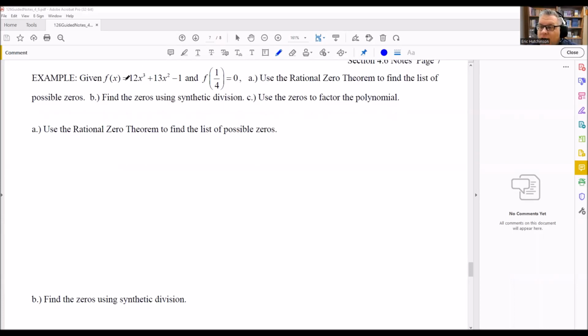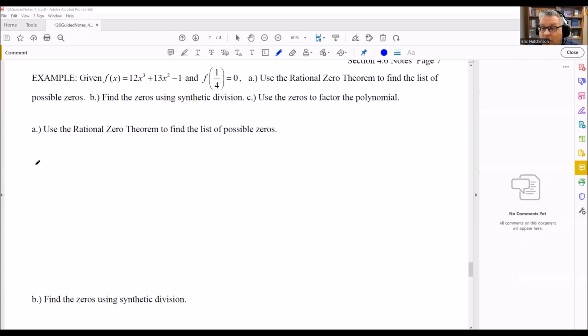For this problem, we are given 12x cubed plus 13x squared minus 1. We are given one of the zeros, f of 1/4 equals 0. And so we want to do these three parts that we've been doing already in this section. First, we want to use the rational zero theorem to find the list of possible zeros.